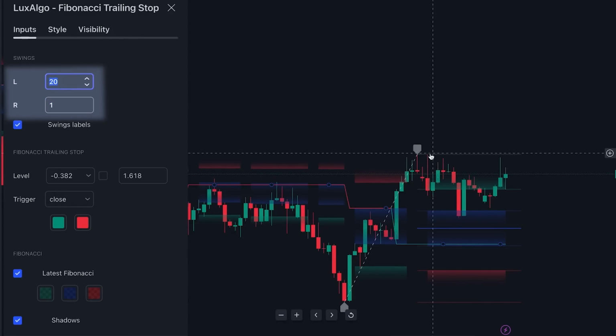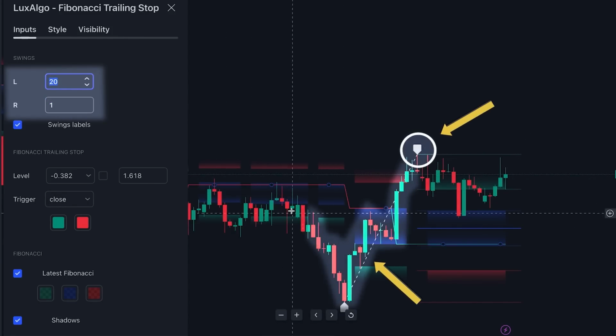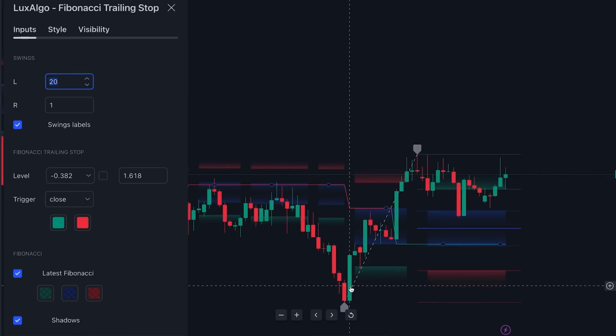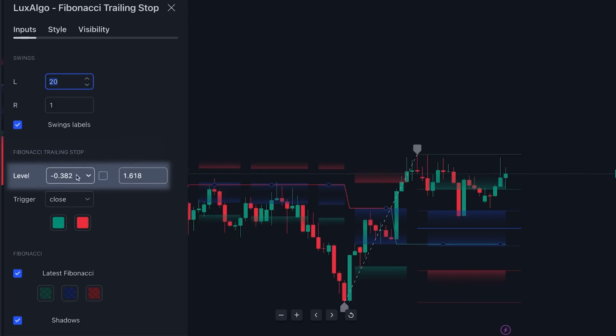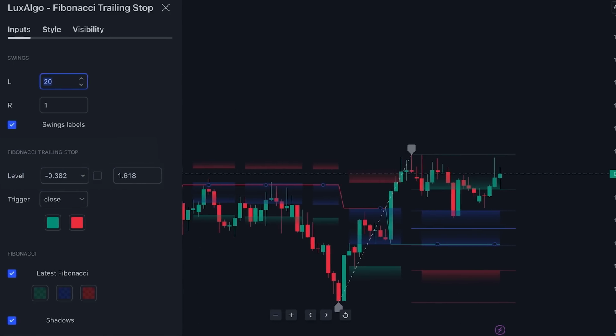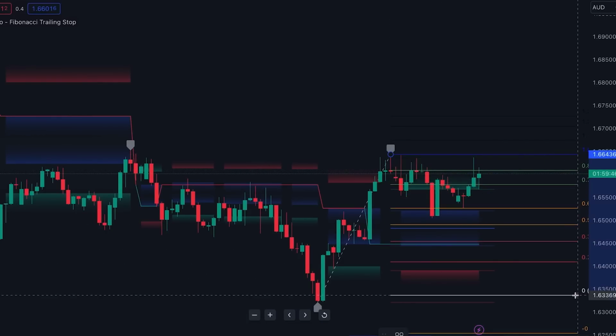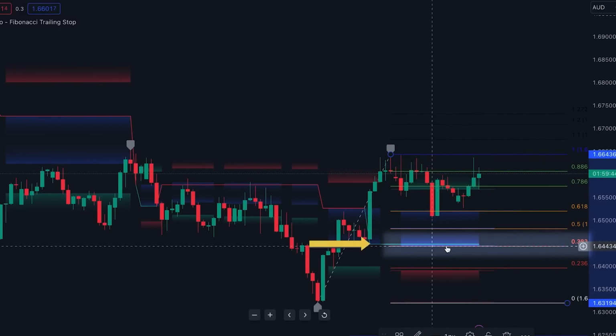L20 means that there needs to be 20 candles to the left of the highest candle to make it a swing high or low. Next, we have the trailing stop settings. We can adjust the level of the Fibonacci that is used to determine the trend sentiment alongside the market structure. By default, this is set to -0.38, so the line trails below the -0.38 retracement.